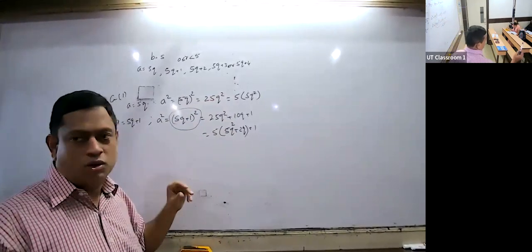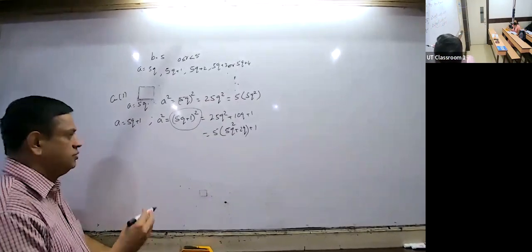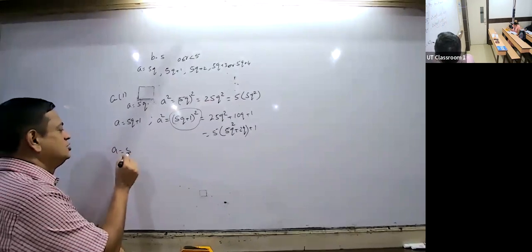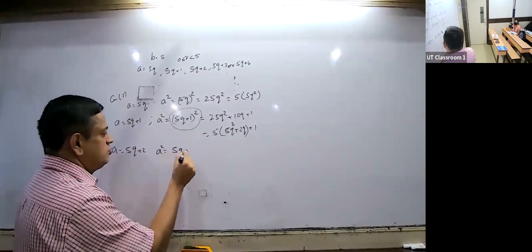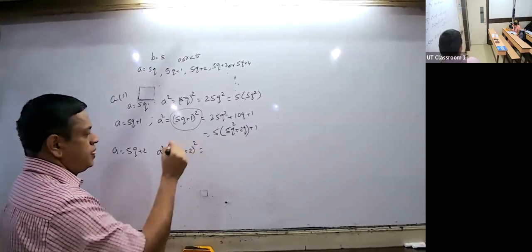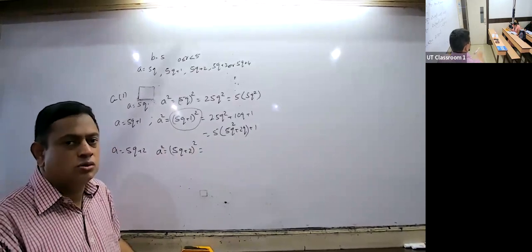Doubt is there? Those who have doubt, please ask. You don't have any doubt. So a is equal to 5q plus 2. Then what is again? a square is equal to 5q plus 2 the whole square. Is it or not? Yes, sir. So what is the value of a, Ritika? 5q. b is 2. So expand.